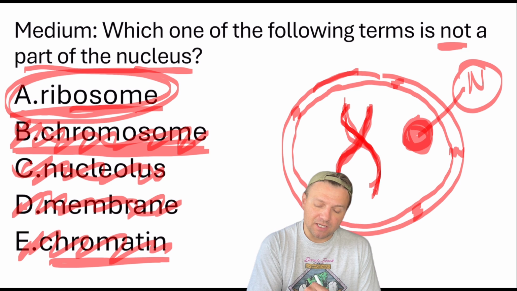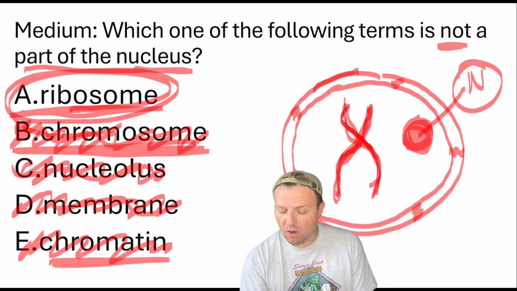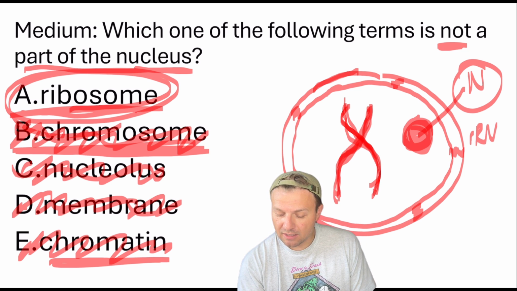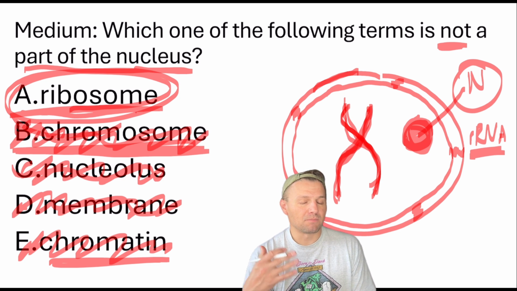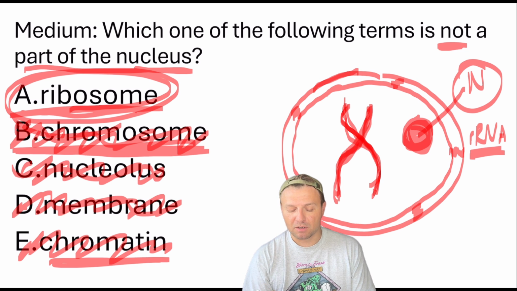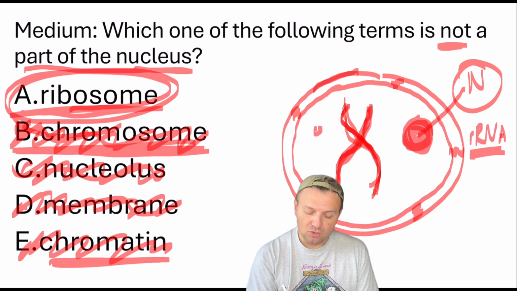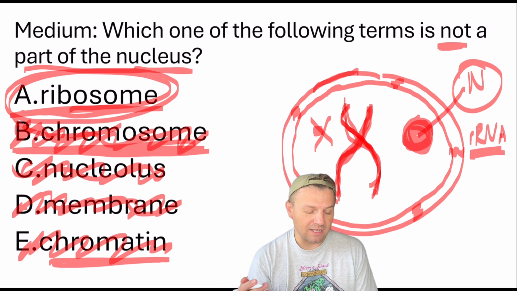A is the answer here because, again, yes, we make our RNA in the nucleus, but that's not only what ribosomes are made up of. There's other parts of the ribosome, other subcomponents, and we don't find those ribosomes in the nucleus. So that is the answer.